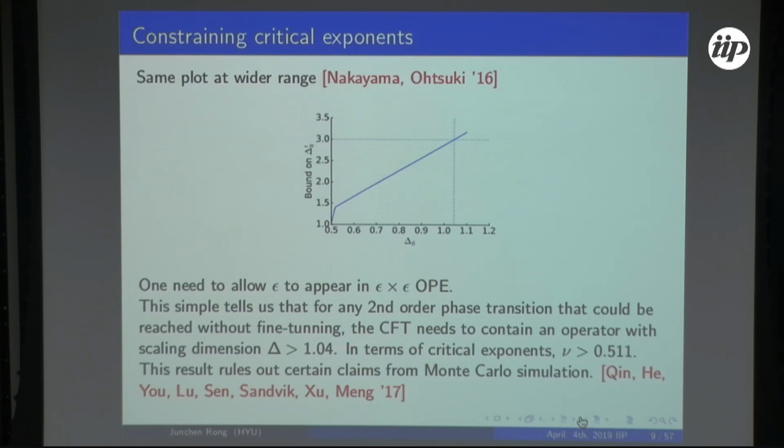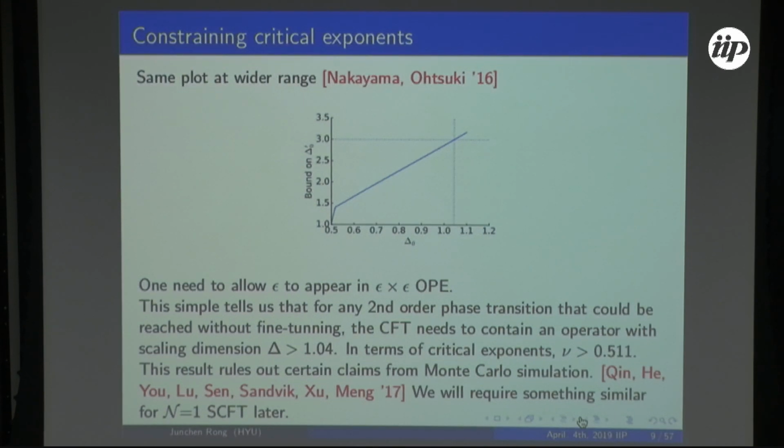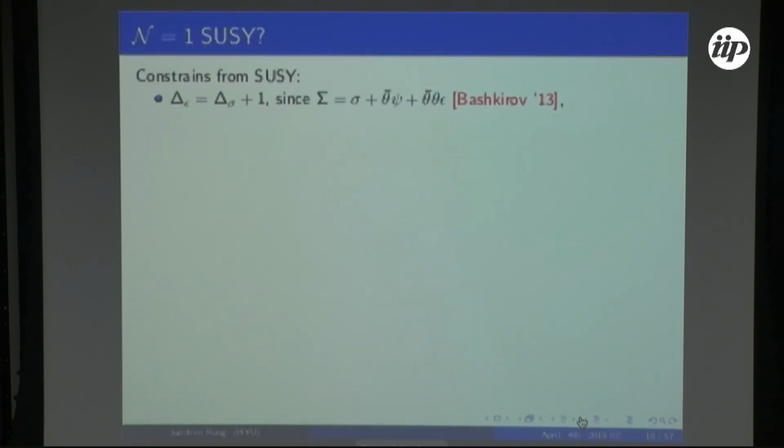The assumption is that I want to reach the second-order phase transition without fine-tuning, which just means you have one parameter. So this result rules out some claims from Monte Carlo simulations, which is a very interesting result. These are my friends, so it's okay to say they are wrong. We will require something similar for N=1 SCFTs later, which is why I'm mentioning this.